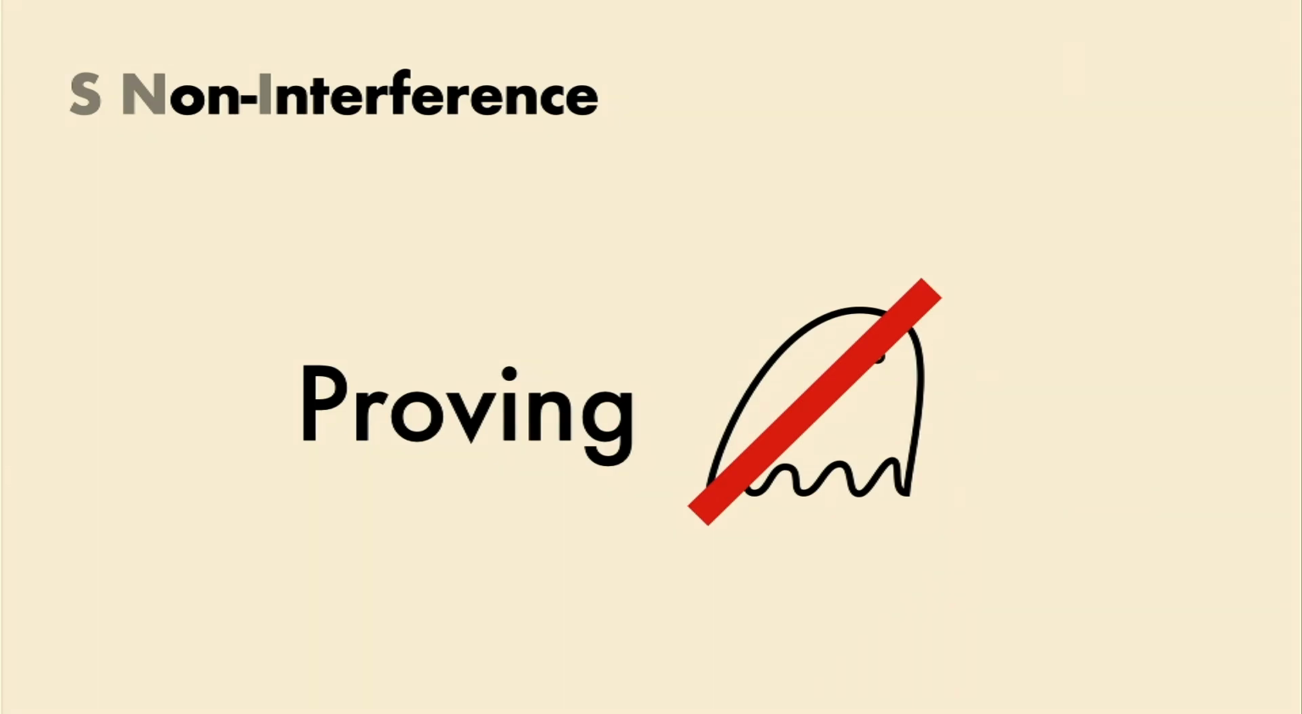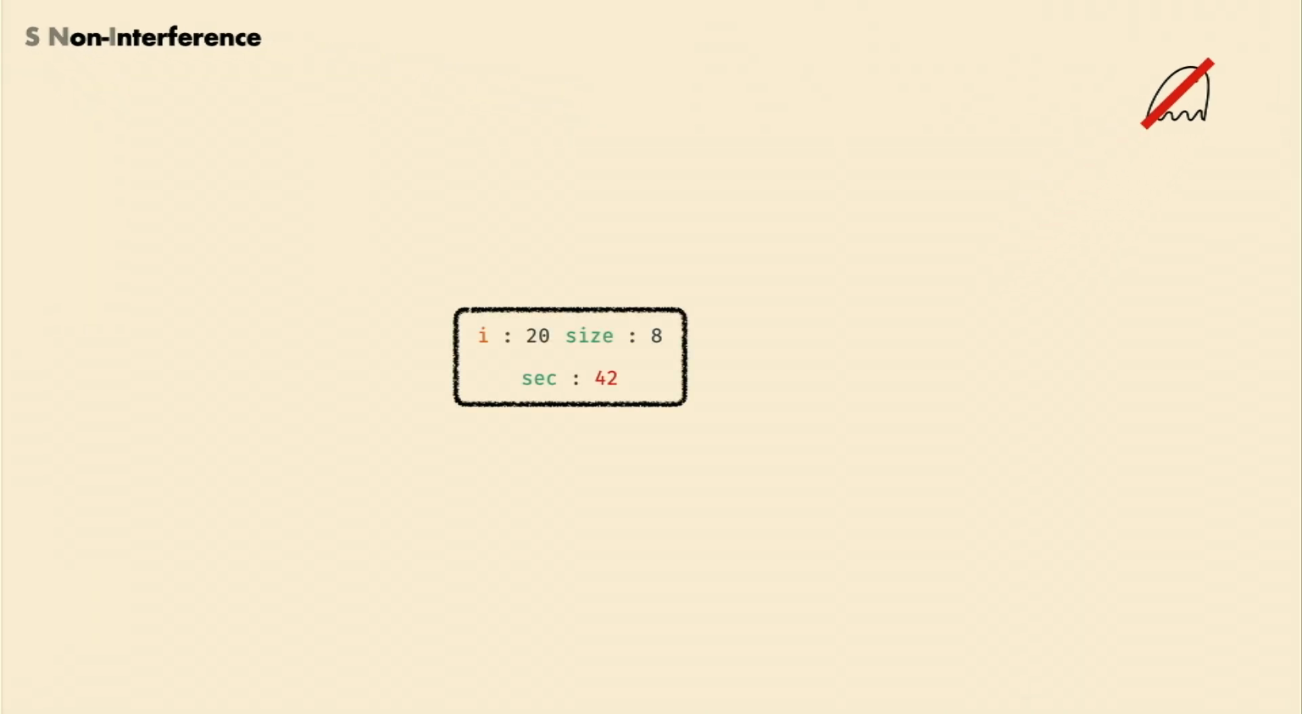OK, so this was the Spectre part, and how to mitigate it. Now let's look at whether, if we have put mitigations in our code, we can formally give a guarantee that it is not leaking any secrets. And for that, we have non-interference.